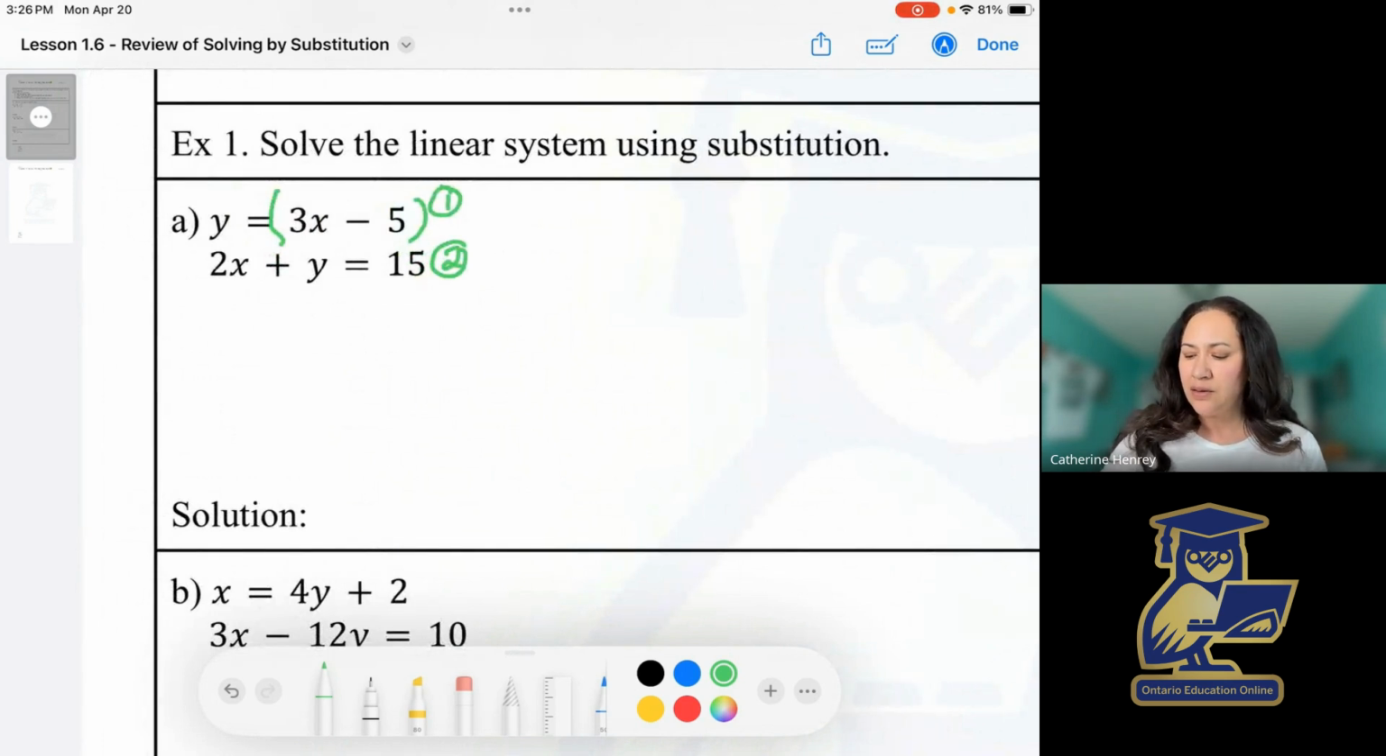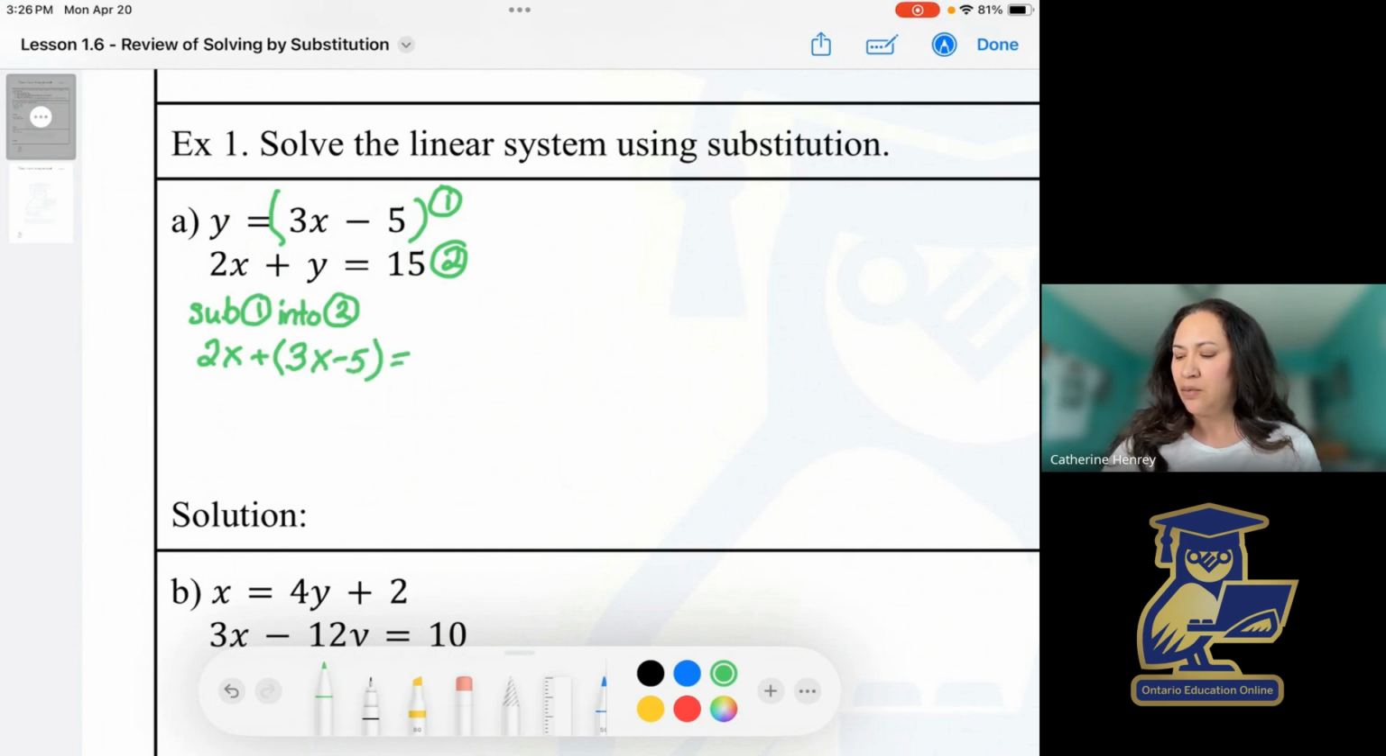So what I write down here underneath is that I'm going to sub number 1 into equation 2. And whenever I do substitution, I want to remember to use brackets just to keep things organized. So here I have, I'll rewrite number 2, 2x plus, and in brackets, I'm going to put that expression for y. So 3x minus 5. And that's going to equal 15.